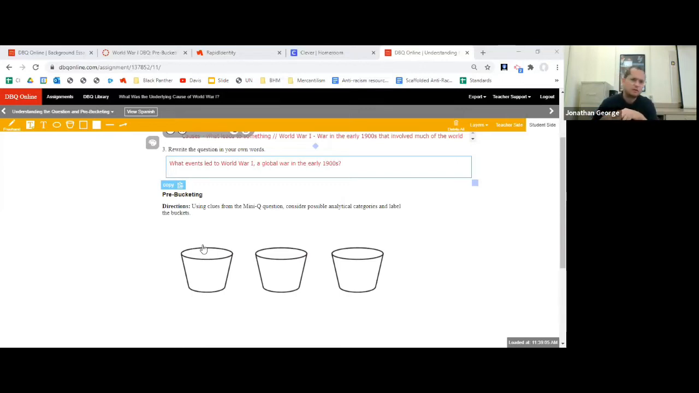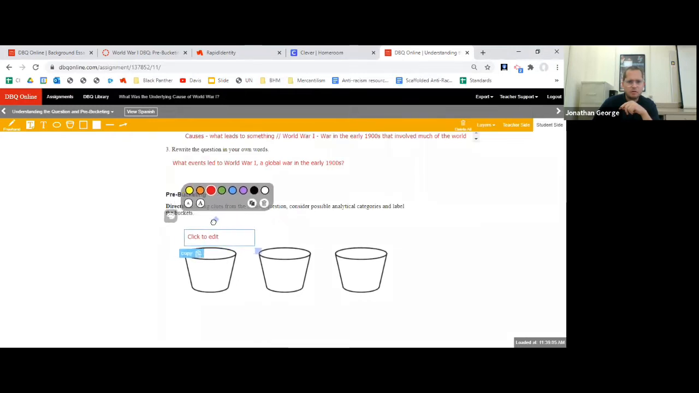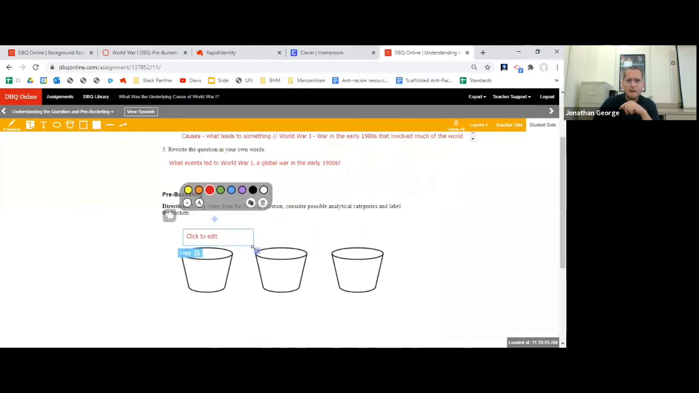So let's look at this first one. Okay, the first one, I'm going to do a text box. I'm going to keep it red for now. And I want you to label this first one militarism. Okay, militarism.